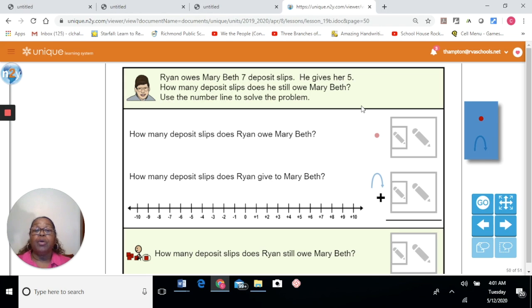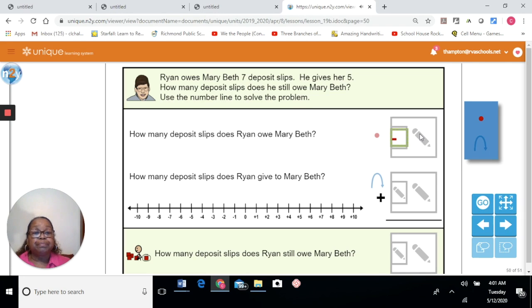Ryan owes Mary Beth 7 deposit slips. He gives her 5. How many deposit slips does he still owe Mary Beth? And I'm going to use the number line to solve. So how many deposit slips does Ryan owe Mary Beth? Well, he owes her. And whenever we say the word owe, we know it's going to be what? Is it going to be a positive or a negative? Right. Negative. Excellent.